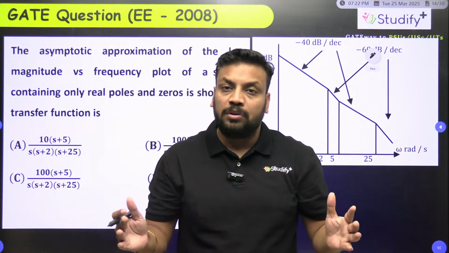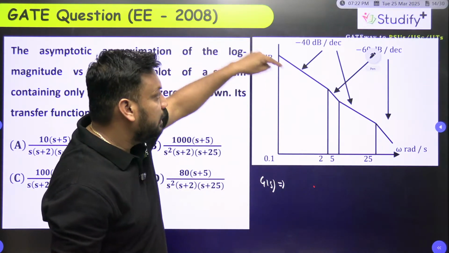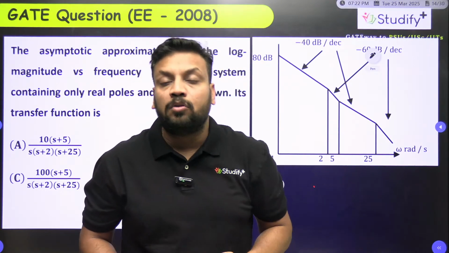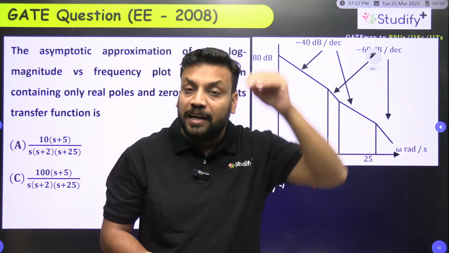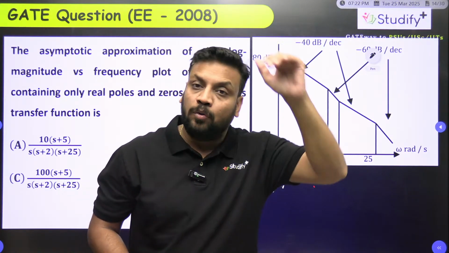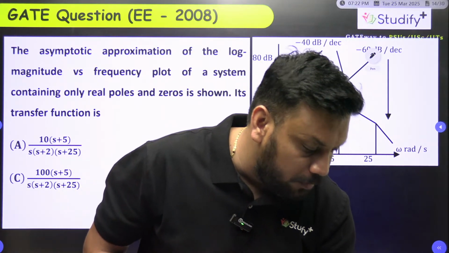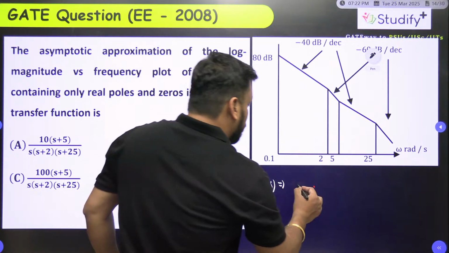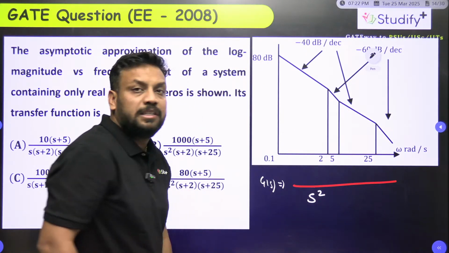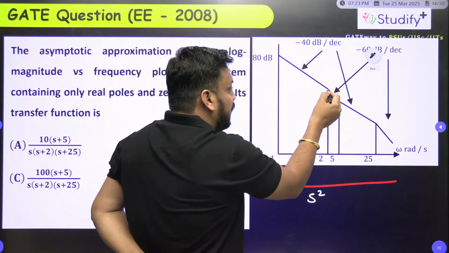So what is the first step, sir? The first step is that we have to observe the initial slope. What is the initial slope? Minus 40 dB per decade. The initial slope provides information about the poles and zeros at origin. So the initial slope is minus 40 dB, minus means definitely poles, and minus 40 means 2 poles at origin. I hope this is clear. So 2 poles at origin, it means shall I write 1 by s square? Shall I write 1 by s square, guys? Yes, sir.